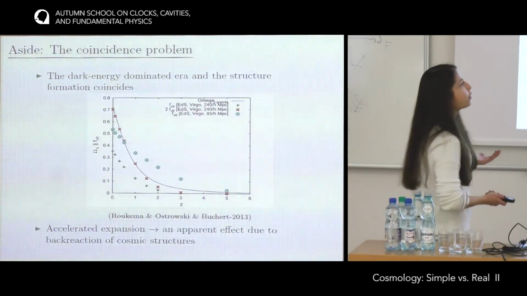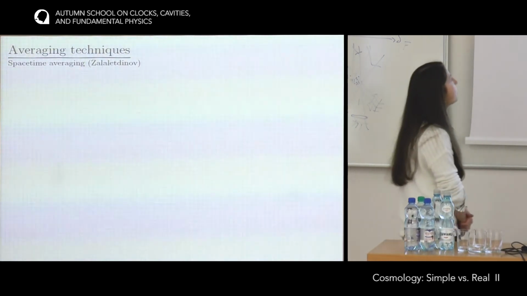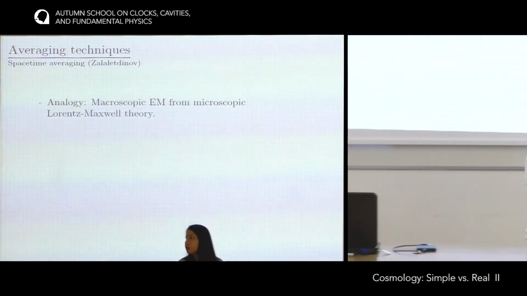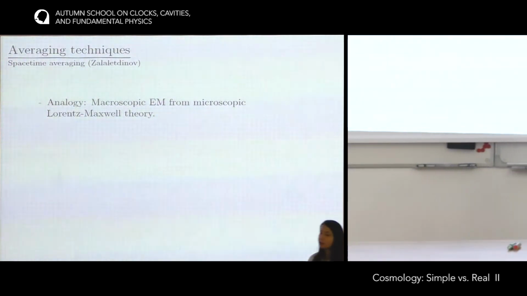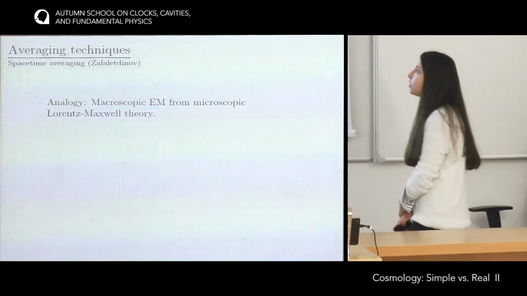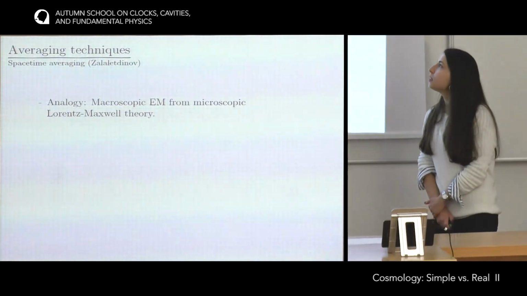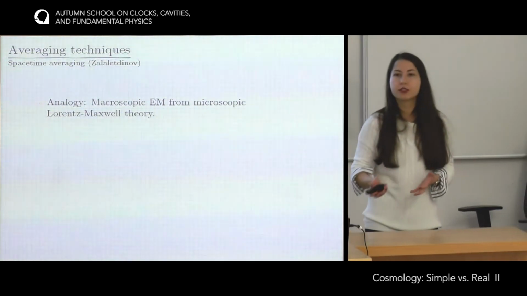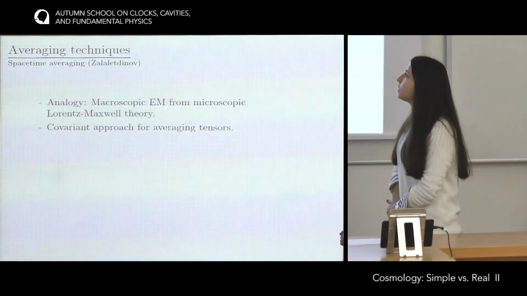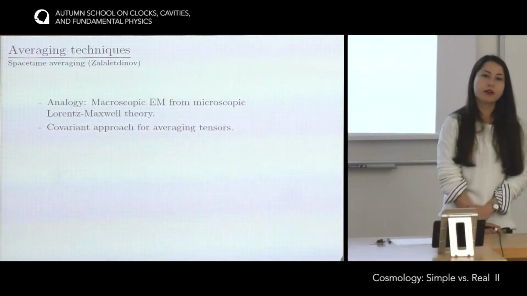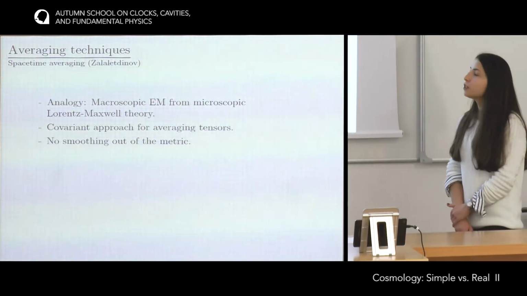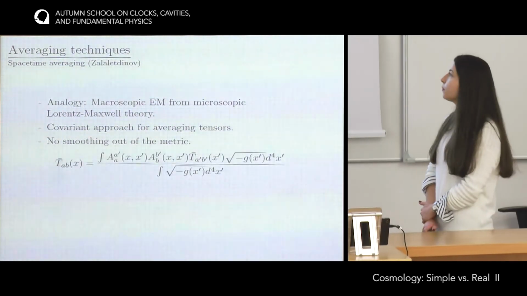So it comes from the back reaction, that's the claim. Okay, this is another approach given by Zalaletdinov. The analogy he used to introduce this to general relativity is that macroscopic electromagnetic theory can be derived from the microscopic Lorentz-Maxwell theory. And this is a covariant approach for averaging, unlike the spatial averaging that I was talking about. There's no smoothing out of the metric here.